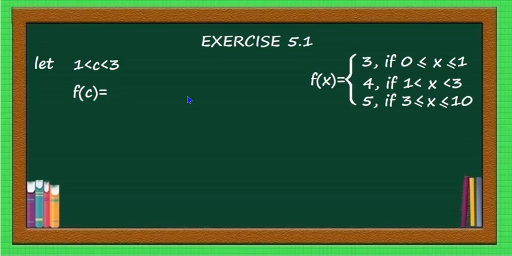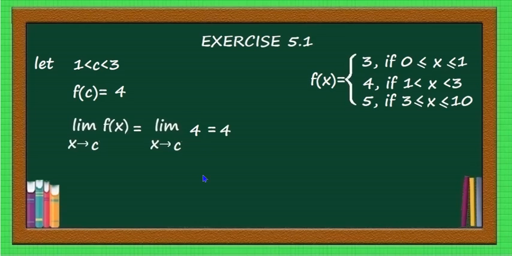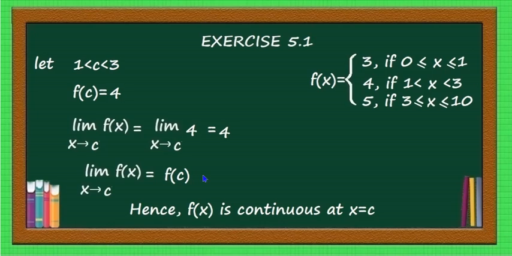And limit extending to c f of x is equal to limit extending to c 4, because when x lies between 1 to 3, what is f of x? F of x is 4. Therefore, limit extending to c 4, which is equal to 4. And limit of the function and value of the function are equal. That is, limit extending to c f of x is equal to f of c. Therefore, f of x is continuous at x equal to c.